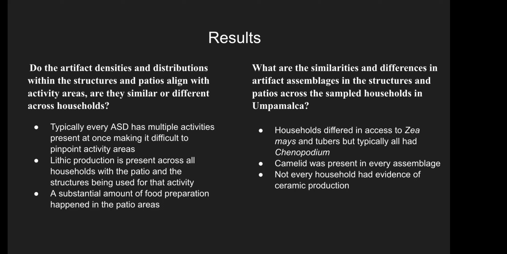Not every household had evidence of ceramic production, which is interesting because in previous studies, it is noted that Umpamalca is a satellite to a different site, which provides ceramics. So there is likely specialization of households that make ceramics. And I'm assuming that it's 2 of them, which I found.